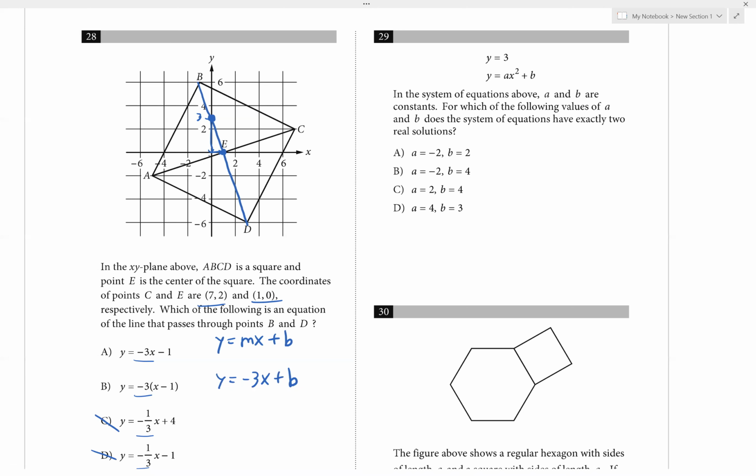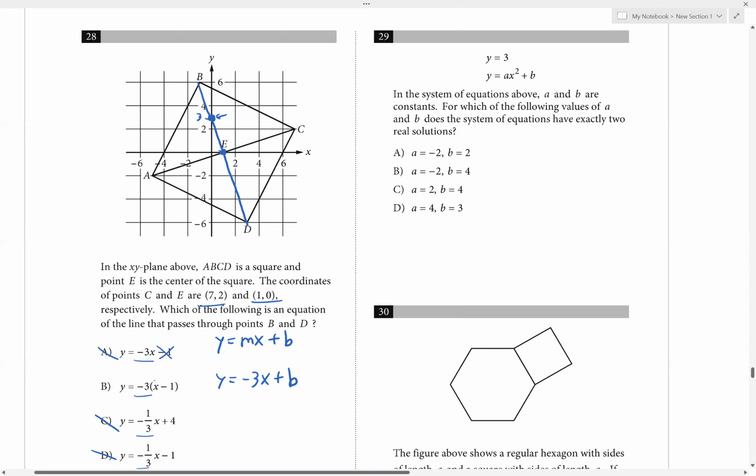And then where is the y-intercept? Well, it seems like it goes through the y-axis at 3, right? It should definitely be a positive number, so not negative. And so look at A, it's not -1. -1 would be down here. So it's not A. So then it has to be B.